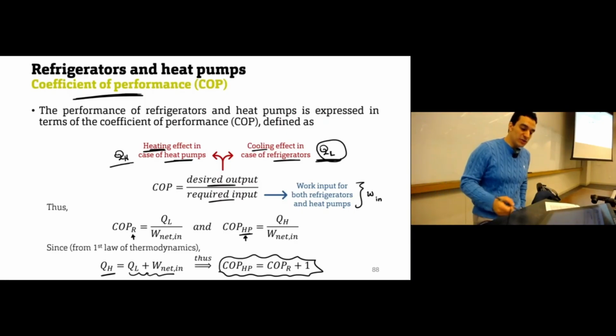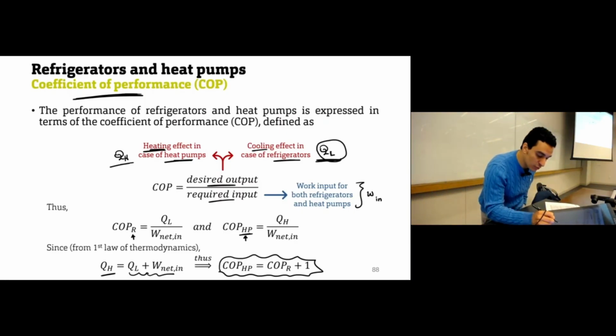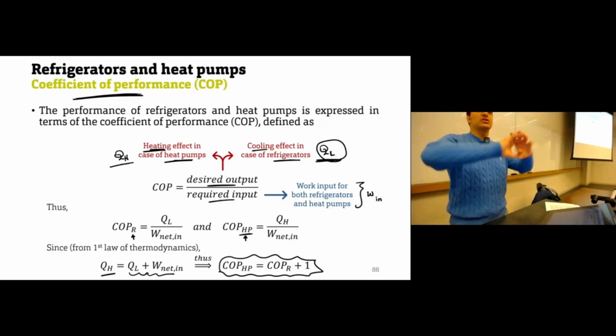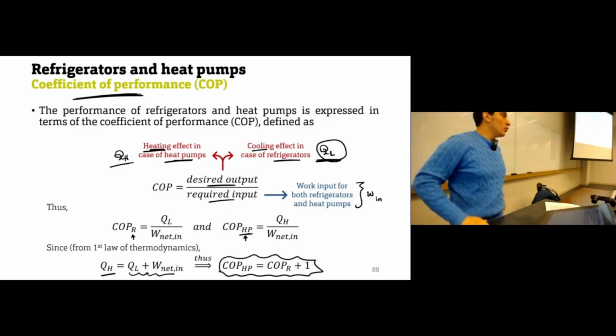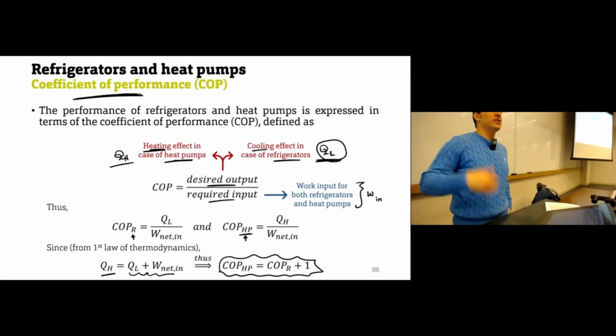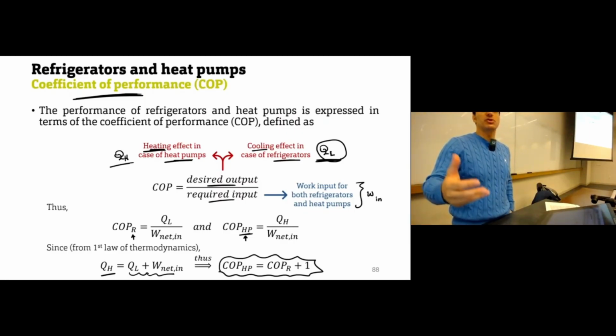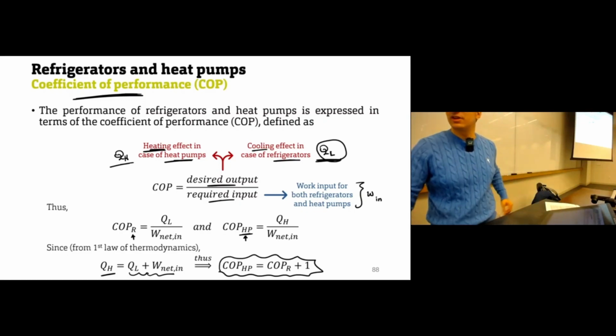How can we calculate efficiency? The efficiency of a refrigerator is QL divided by inlet work. The coefficient of performance of a heat pump is QH divided by inlet work. And these two operating mechanisms do not have the same coefficient of performance. So always, if you operate your cycle as a heat pump, you will get higher efficiency than if you operate it as a refrigerator.